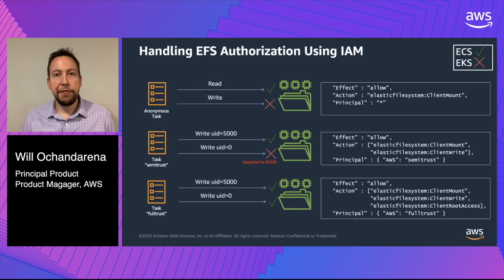And last, if you want your application to have full administrative root access to your file system, you can add a third permission, which is called client root access. So when you give all three of these permissions, your applications can read, write, and do both of those as root.